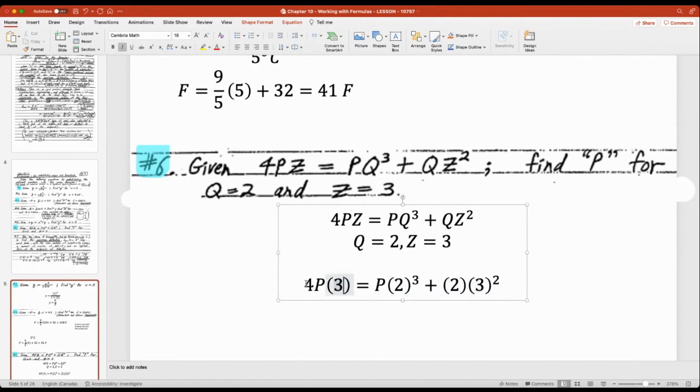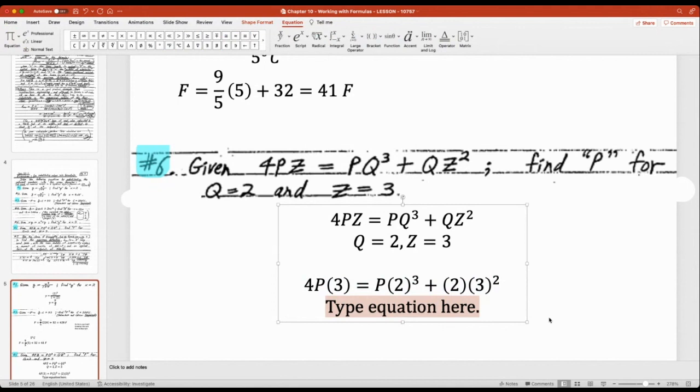Can someone confirm that they agree with this statement here? Who agrees with this statement? Thank you. Thanks, guys.